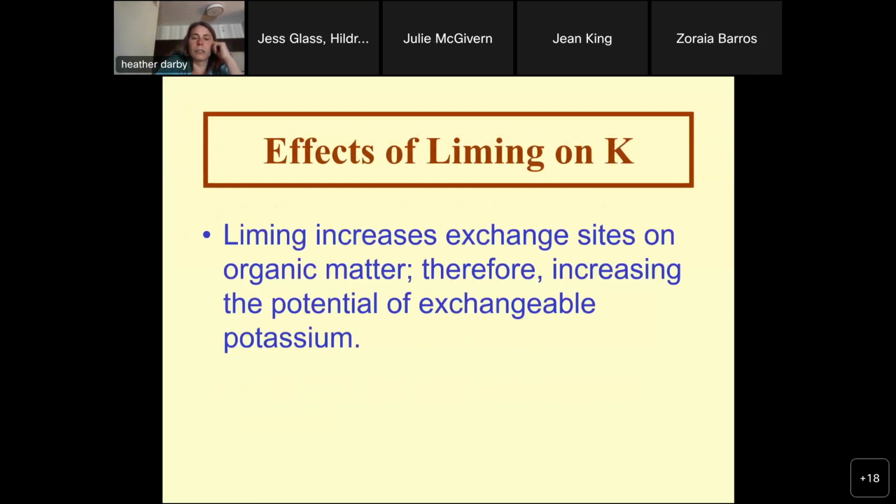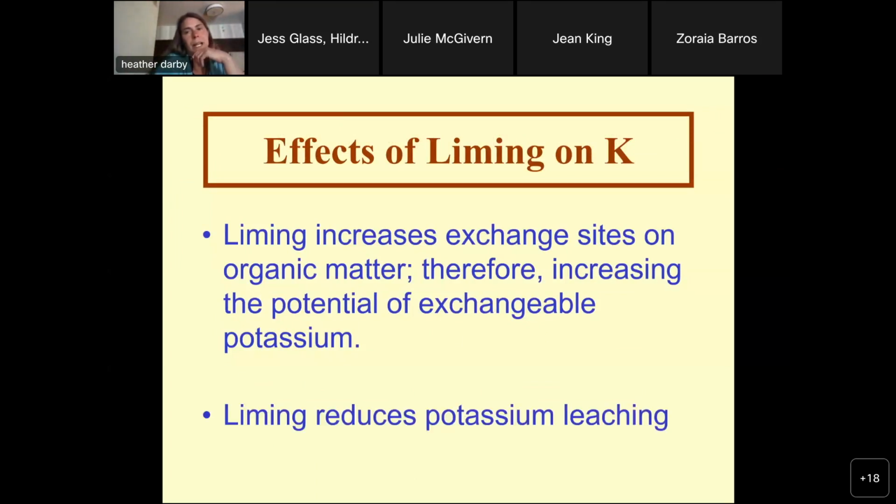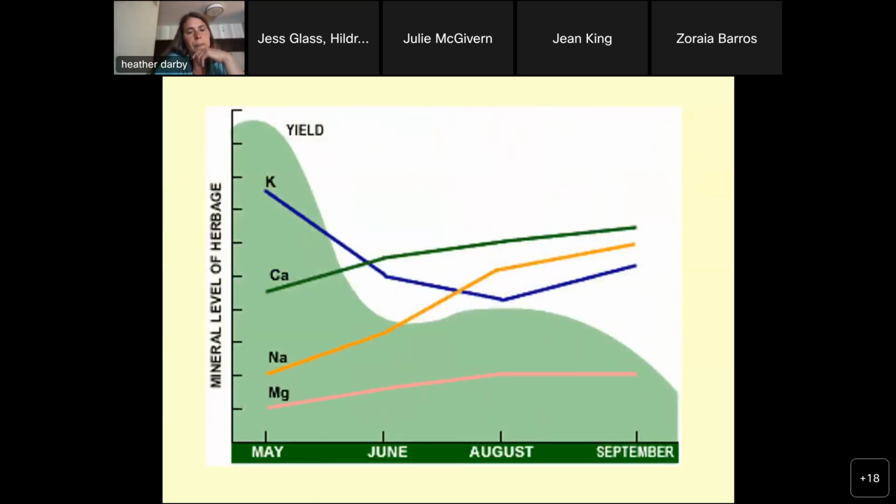All right, and then of course liming, we can have some issues when we have very low pH. I kind of talked about this already, and you lime the soil. You can get potassium tied up on the exchange sites, or you can also have it released. So depending on the situation, liming can impact potassium in the soil.